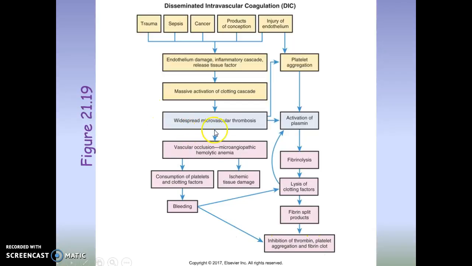Going back up here to the widespread microvascular thrombosis, you have vascular occlusion, microangiopathic hemolytic anemia, consumption of platelets and clotting factor, which leads to bleeding, and then ischemic tissue damage. So you can see how you have this disseminated intravascular coagulation, too much clotting that then initiates or allows too much bleeding, and a person ends up having ischemic tissue damage.